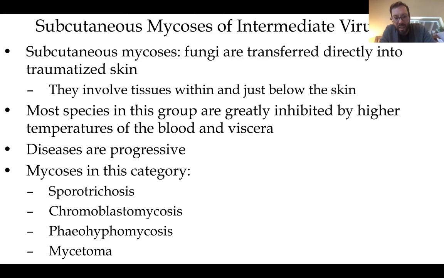And so some of these categories are going to be sporotrichosis, chromoblastomycosis, phaeohyphomycosis, and mycetoma. Okay. These are the major ones, the major flavors of intermediate mycoses. Do you need to know all four of these? No, but would it be good to know examples of a true primary fungal pathogen, an opportunistic pathogen, and one that's kind of in the middle? Certainly that would be good for you to know.